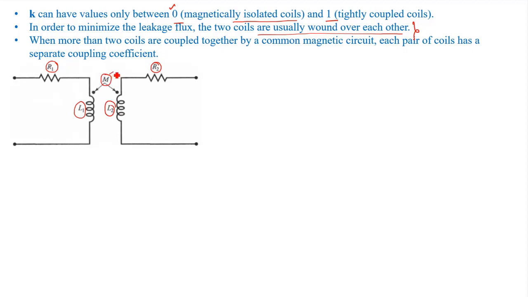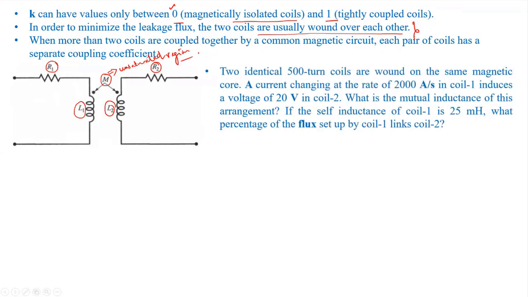And this M holds when this circuit is working under unsaturated condition. That means it is operating in the linear region of the magnetization curve, the unsaturated region. So there is a small problem you can do also.